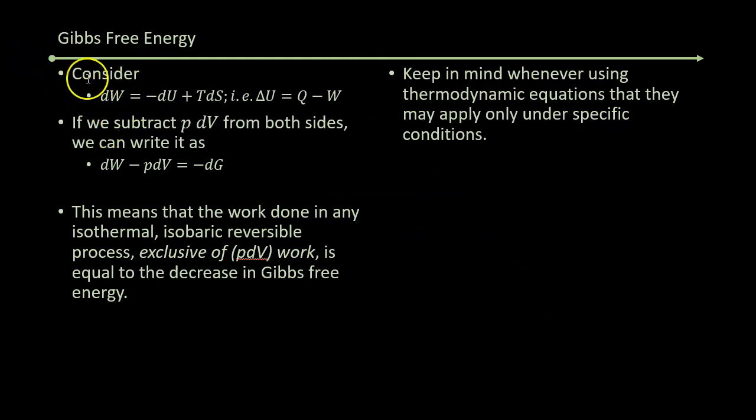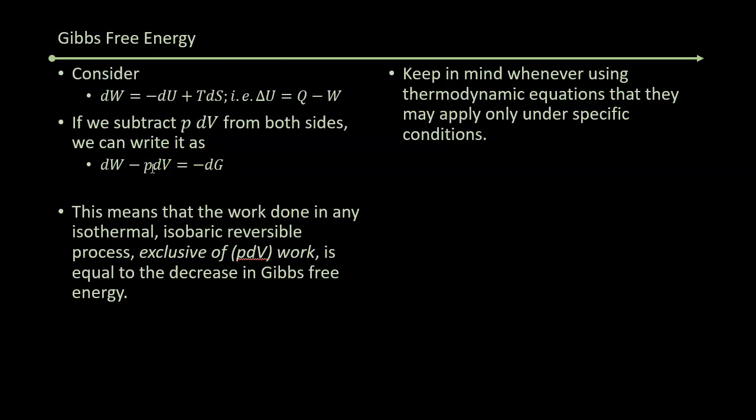Consider we've got dW is minus dU plus TdS, which is really just saying change in energy is Q minus W. We're back to the fundamental property of the beginning of thermodynamics, right? If we subtract PdV from both sides, work minus PdV is minus dG, right? So we have minus dG on one side. We have change in work minus PdV on the other side. What does this mean? Well, PdV is also a work, right? It is a kind of work. Pressure moving through volume is work.